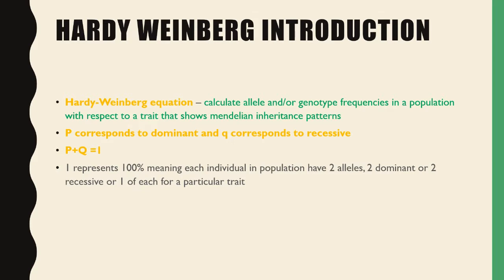So, Hardy-Weinberg. What is the Hardy-Weinberg equation? Well, the Hardy-Weinberg equation will calculate the allele and/or genotype frequencies in a population with respect to a trait that shows Mendelian inheritance patterns. We need to know the equation, which is p + q = 1. That's the first one. p corresponds to the dominant allele, and q corresponds to the recessive allele. This 1 represents 100% of the population, which means each individual in the population will have 2 alleles, either 2 dominant, or 2 recessive, or 1 of each particular trait.